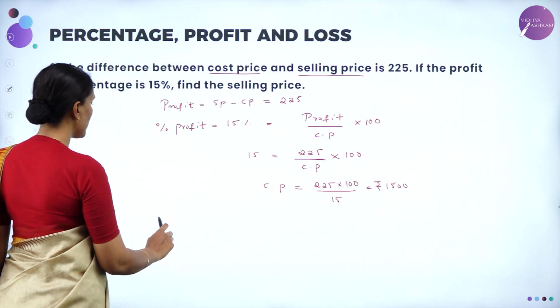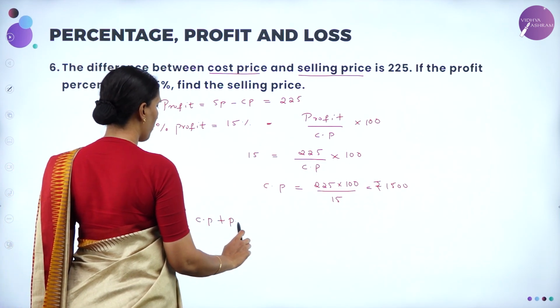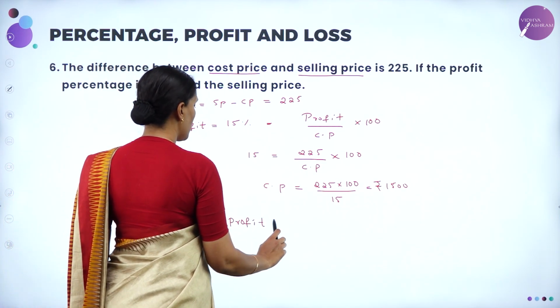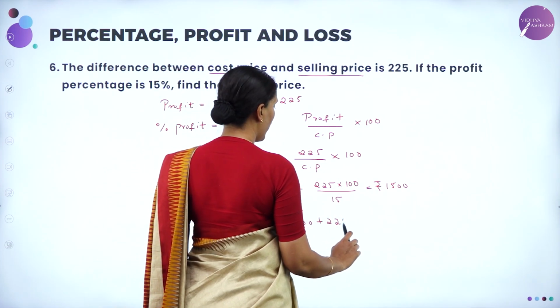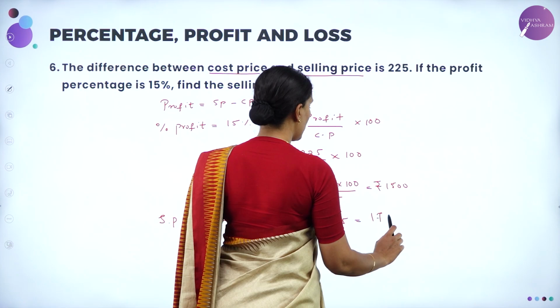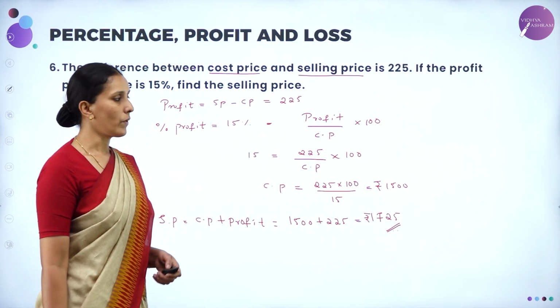Now the selling price is always cost price plus profit. So which is equal to 1,500 plus 225, that is 1,725 in rupees. Next question.